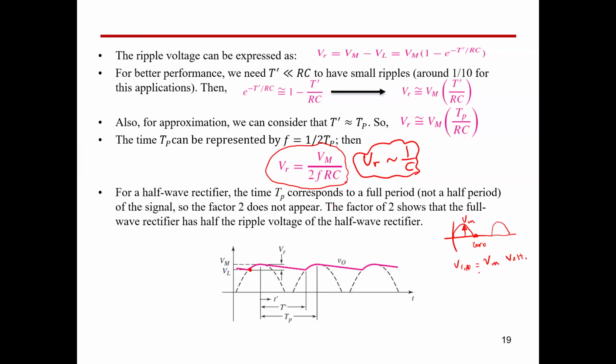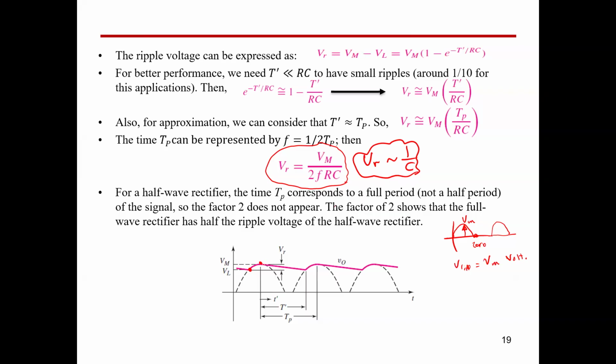So this is called ripple. The ripple in the case of a half wave rectifier without a filter is the maximum. In our case here, once we have a capacitor, the ripple will be between the maximum and minimum. So it's V maximum minus VL. Okay, so this is the relation. V maximum minus VL will represent the ripple voltage.